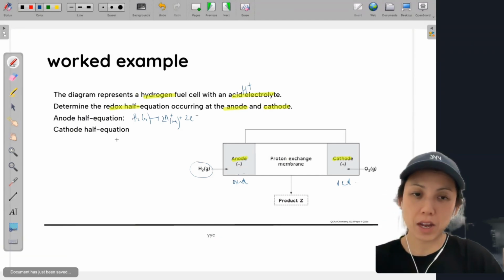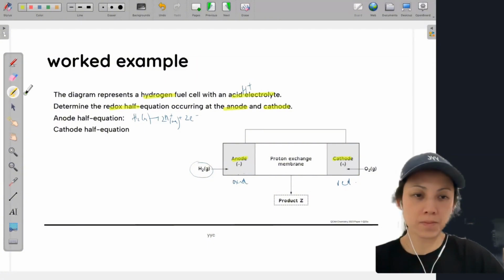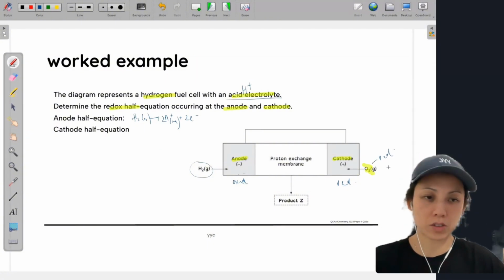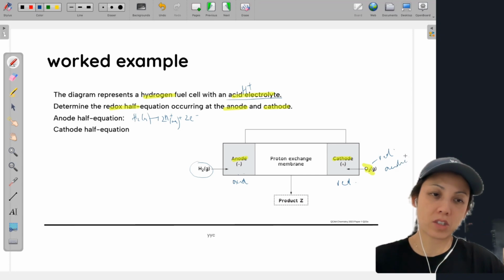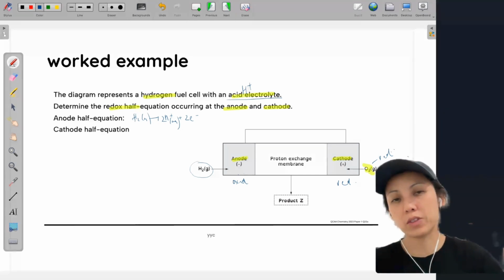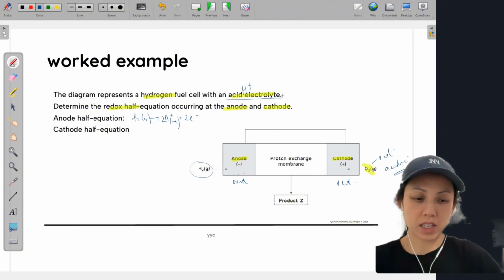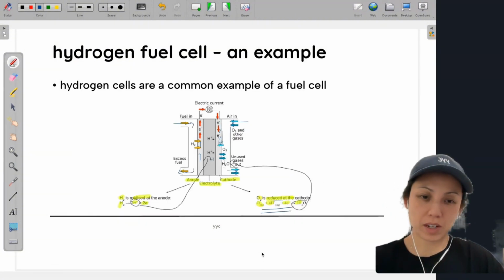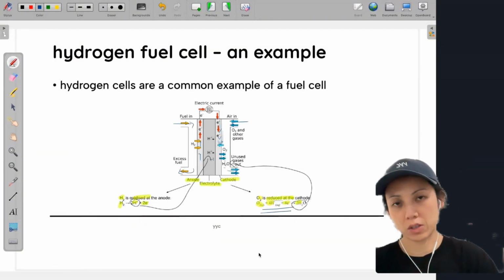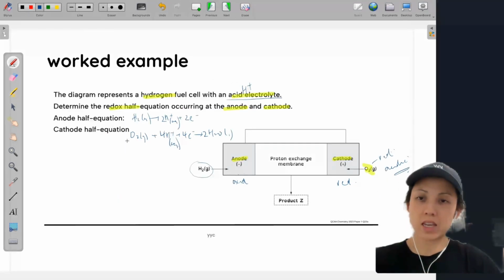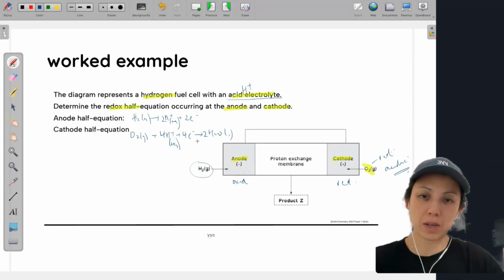If we look at the cathode half equation, we think, well, oxygen is going to be reduced, and because it's an acidic electrolyte, it's going to be under acidic conditions. If you go and have a look at your data book in the electrochemical series, you'll see the reactions. I guess we can cheat and have a look at this one here, but that's the reaction that's going to occur at your cathode. So as you can see here, the cathode half reaction, oxygen is being reduced.